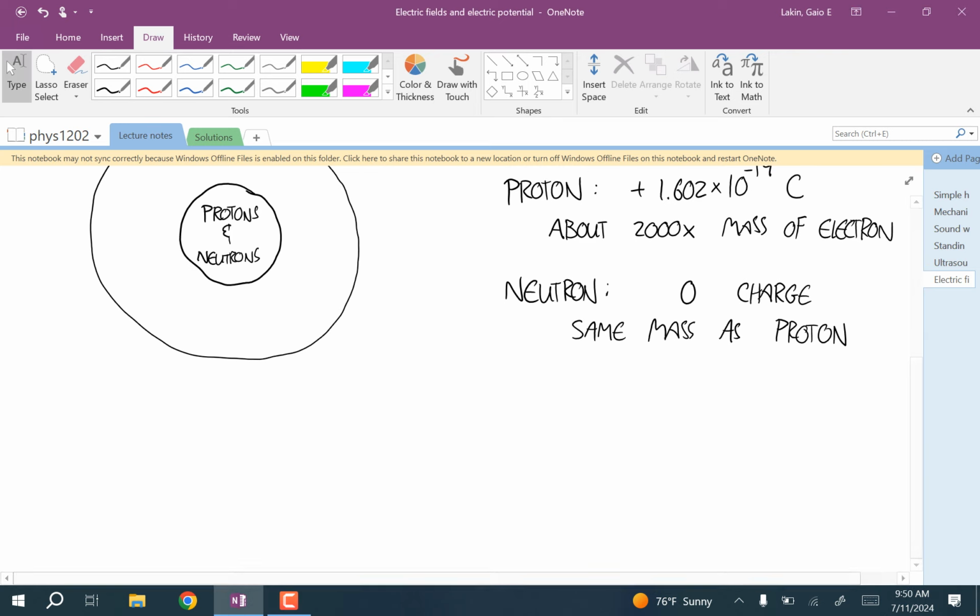Okay, the calculations that we're going to do are going to just relate to this repulsion and attraction. So if you have like charges, they repel each other. And if you have opposite charges, they attract each other. And the calculations we're going to do are all going to relate to this repulsion or attraction.